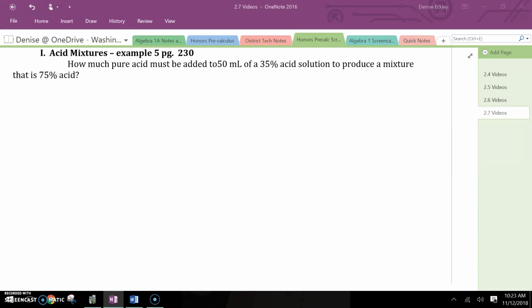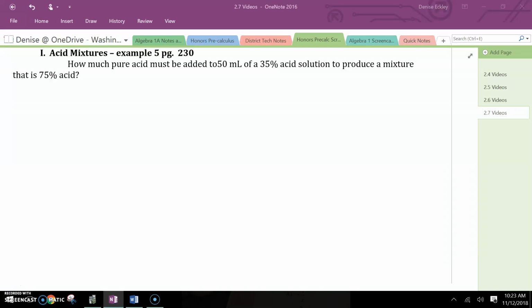Example 5 on page 230 is a really good example of a use for rational equations and how to solve them. What we're doing in that example is trying to decide how much pure acid has to be added to a 50 milliliter solution that is presently 35% acid, and we want to change it to a 75% acid solution. So how much pure acid do we have to add so that we have a 75% solution?